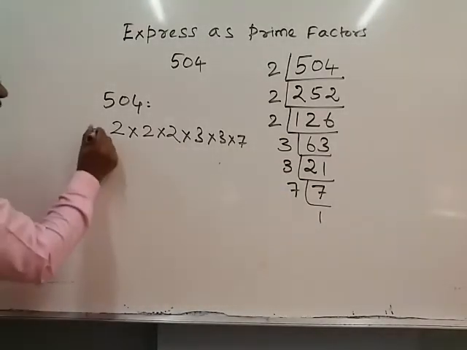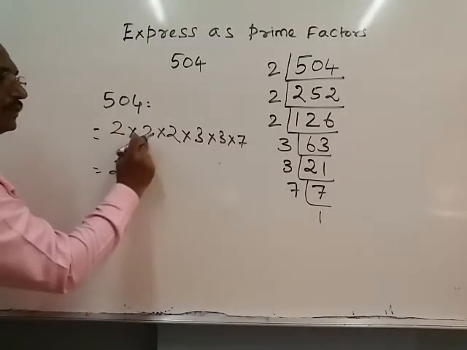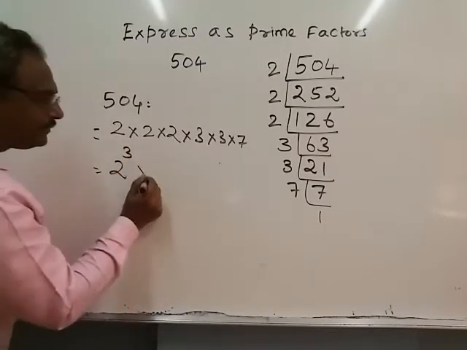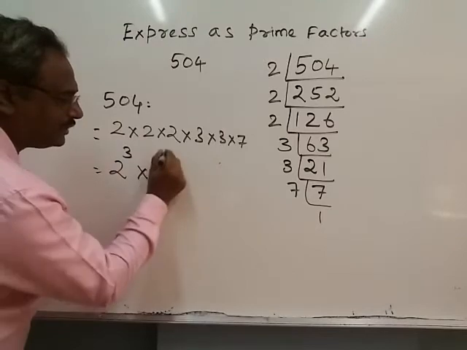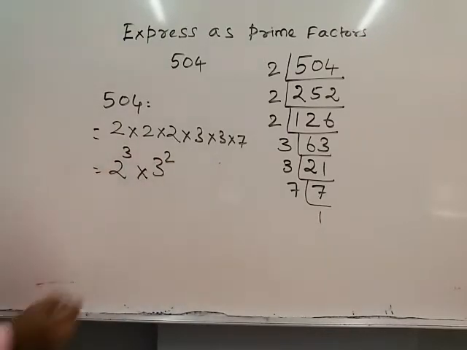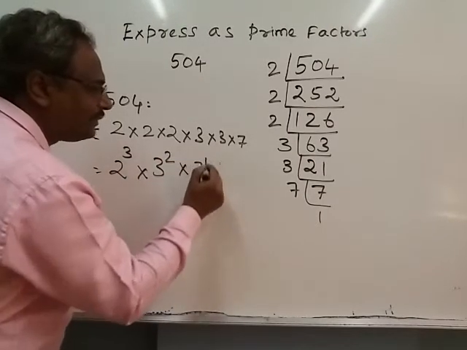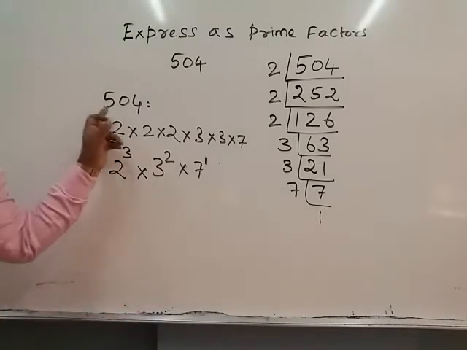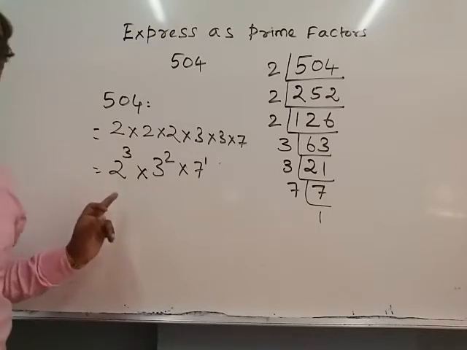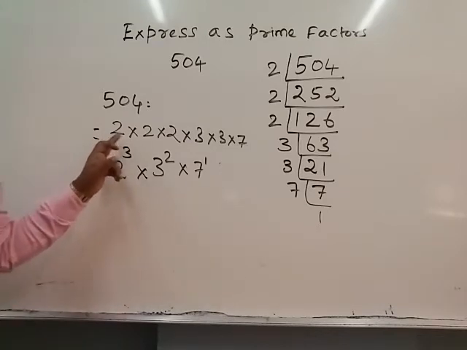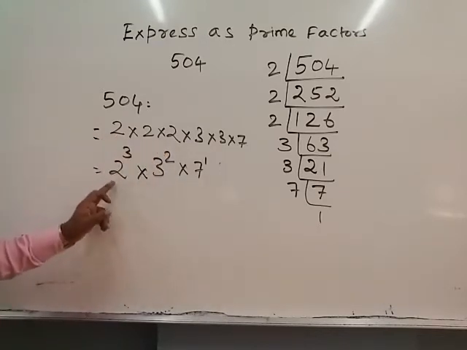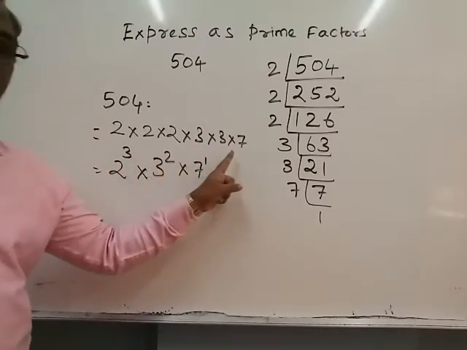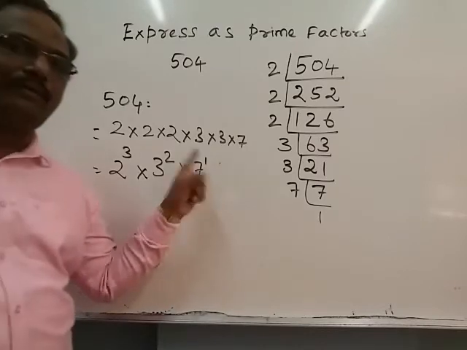So how can I represent this? I have 2 three times, so this is 2 power 3. I have 3 two times, so this is 3 power 2. And 7 one time, so this is 7 power 1. I am going to write the number 504 in terms of prime factors.